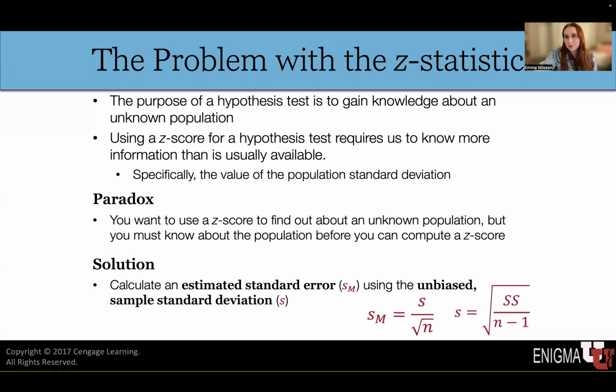The population is unknown, so we don't usually know the standard deviation of our population. However, we need that information if we want to compute our z-score. So it's just kind of this circular reasoning paradox. However, the solution to this is, instead of using the population standard deviation, let's calculate the estimated standard error using an unbiased sample standard deviation. Remember, we make things unbiased by using degrees of freedom. We're going to use the sample standard deviation, which we know, to estimate what we think our standard error will be.